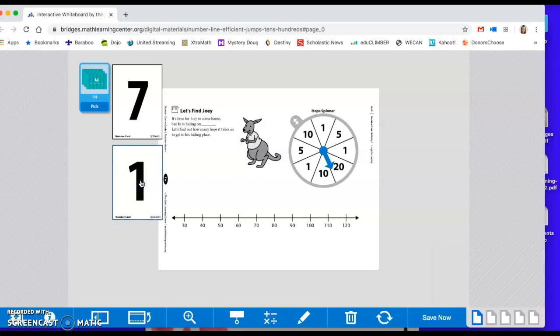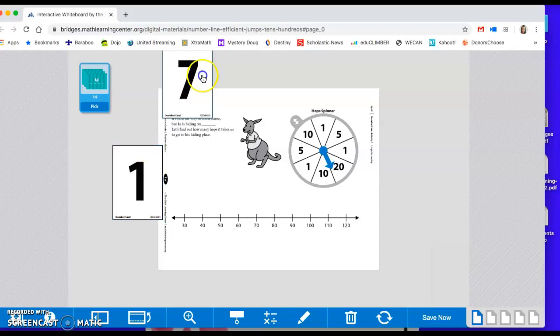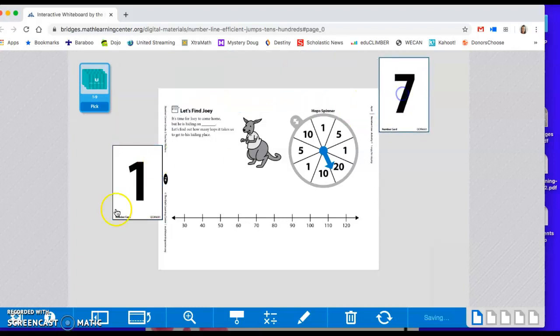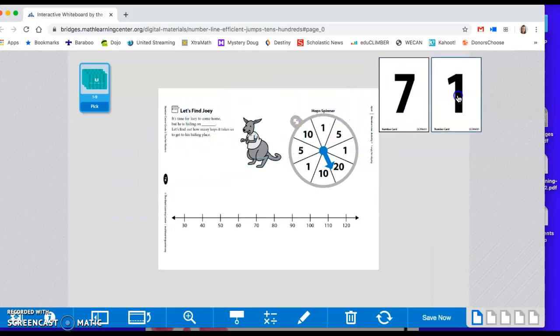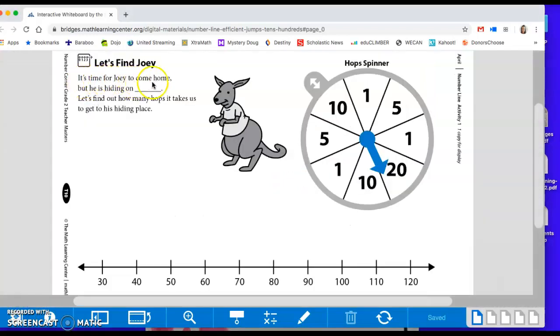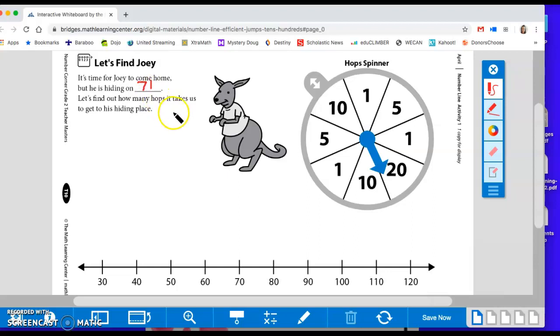So the higher digit goes in the tens place. I'm going to place that right over here in the tens, and the lower number is going to go in the ones place. When I do that, what number do I make? Shout it out. 71 is correct. It's time for Joey to come home, but he is hiding on 71, which is what we just made with our cards. So I'm going to fill that in on our sheet. Let's find out how many hops it takes us to get to his hiding place.